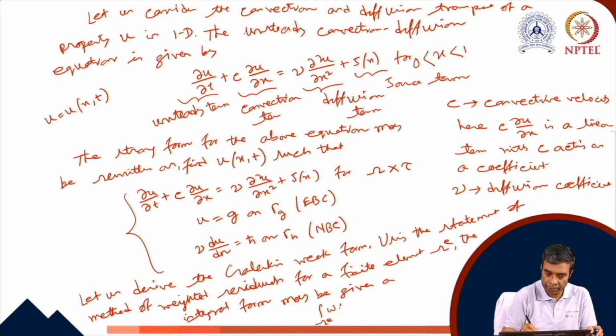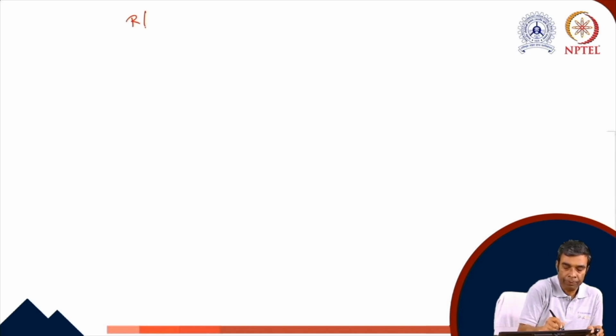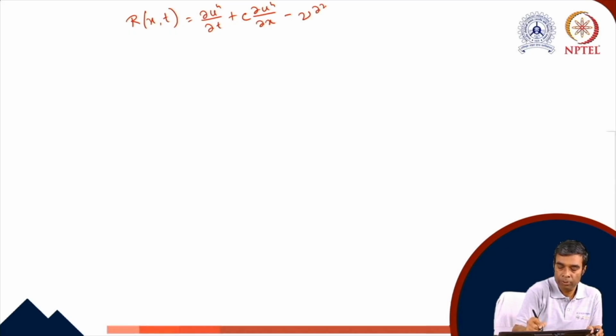Weight function is a function of coordinate and residual is a function of both space and time. W R d omega E equals 0. In this case, our residual R of x, t equals del U h del t plus c del U h del x minus nu del 2 U h del x2 minus S of x.